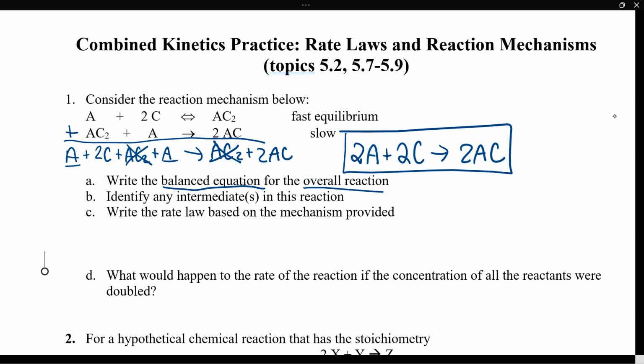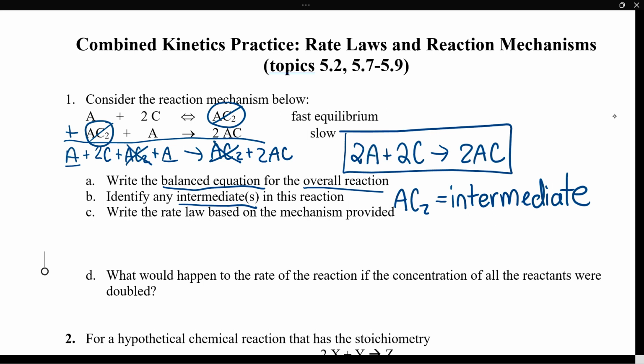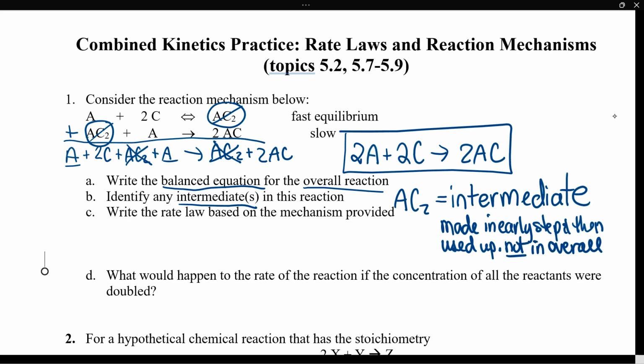And then intermediates. Intermediates are things that are made in an earlier step and used up in a later step, and they don't show up in the overall reaction. So in this example, it looks like AC2 is an intermediate. And again, if I had to write down how I know something is an intermediate, it's made in an early step and then used up. The other thing to look for is that it does not show up in the overall reaction. So it's not a reactant or a product really, because the amount of it overall doesn't change. It's made, then used up right away.